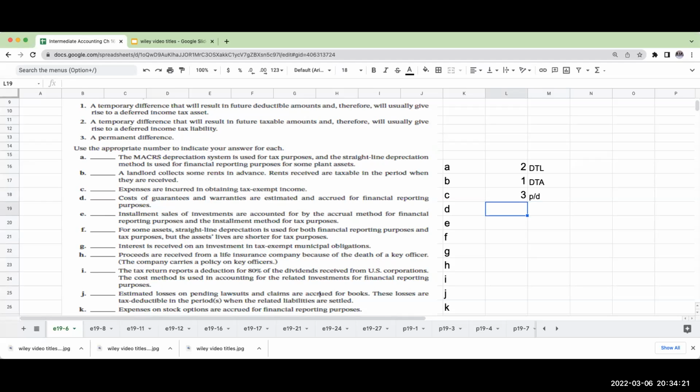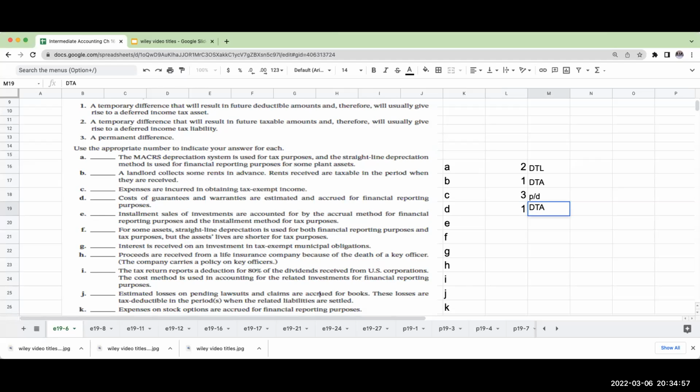Costs of guarantees and warranties are estimated and accrued for financial reporting purposes. Okay, so a warranty cost. I'm going to be showing an expense that is probably not going to be recognized for income tax purposes, because it hasn't happened yet. So I'm not going to get the deduction on my return. So I'm going to say this one is going to be a deferred tax asset.